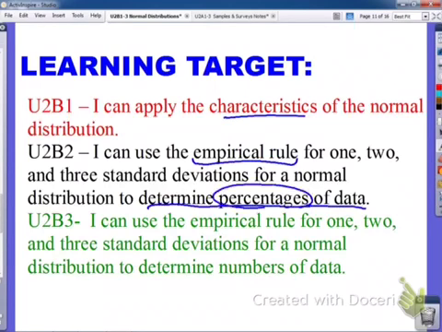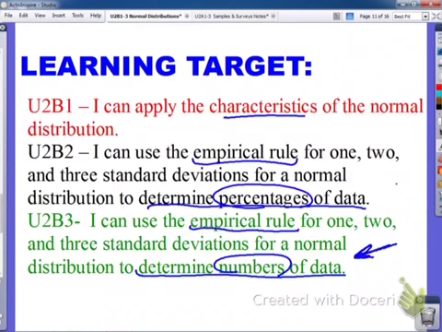And now we're going to use the empirical rule to determine numbers of data, and I know that's really kind of not crystal clear the way that's worded, but you'll understand it when we do it. So we're focusing here. If you were able to really understand this from the previous lessons, from the previous videos, then this part 3 is going to be a piece of cake.